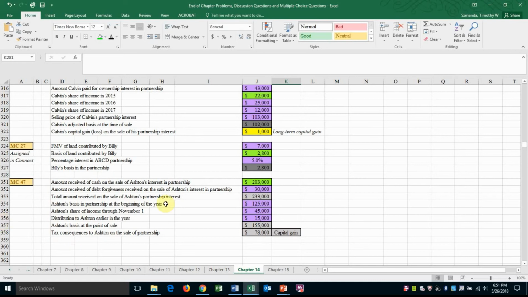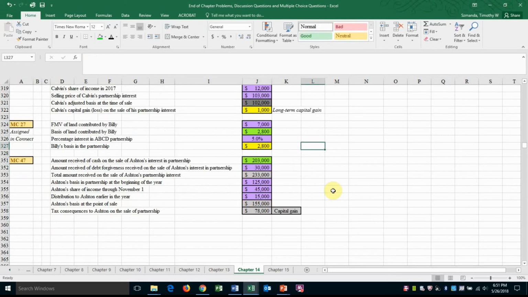So if we look at number 27, I did change the basis of the land contributed by Billy to $2,800 rather than $3,000. 5% ownership interest, so what is Billy's basis in the partnership? Well, it would be the basis of the land contributed, or $2,800.